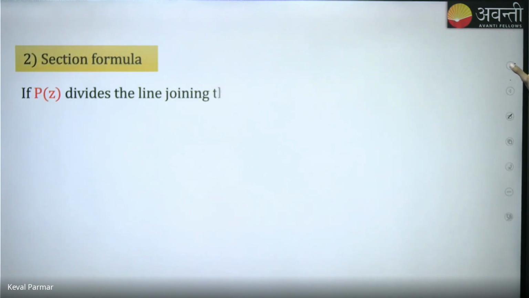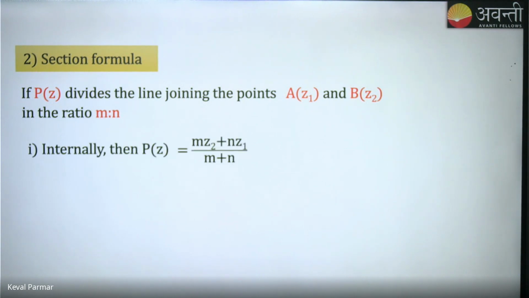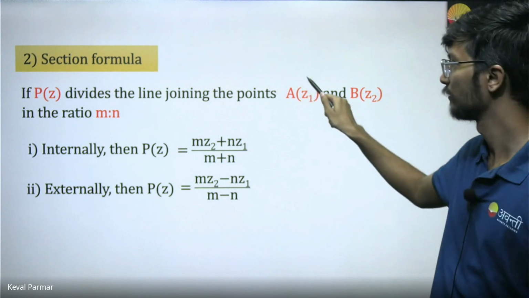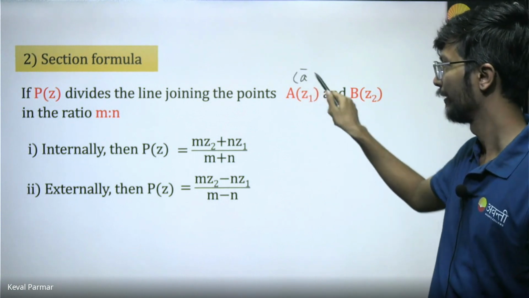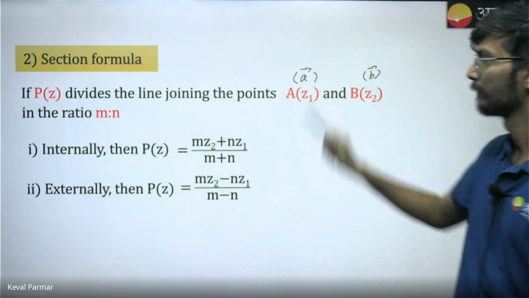Section formula. Section formula is very simple. Again, you can relate it to the section formula for vectors. Internally there is a plus sign and externally a minus. That's the only difference. Correct? Consider this as vectors. This is the position vector A and this is the position vector B.